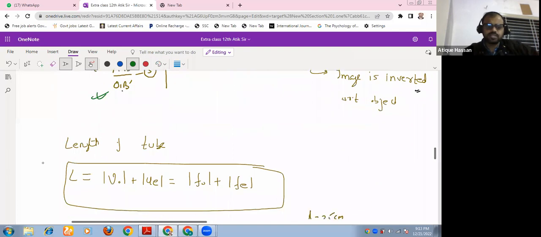Got it? Obviously, the length of the tube, what will that be? V naught plus U, same as the previous formula. The difference is we have put U naught equal to Fe here. This F naught remains the same.